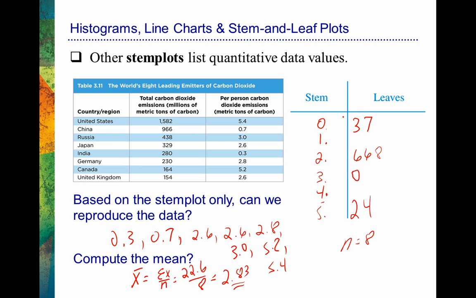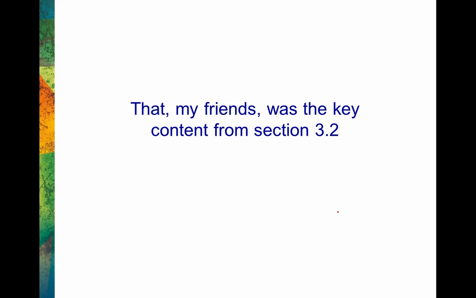And we were able to get that information from the stem and leaf plot because we understand how to interpret it now. All right, well, those are just a couple ways that our data can be shown visually with graphs and plots. That really is the key content from section 3.2, and for now, that is all.